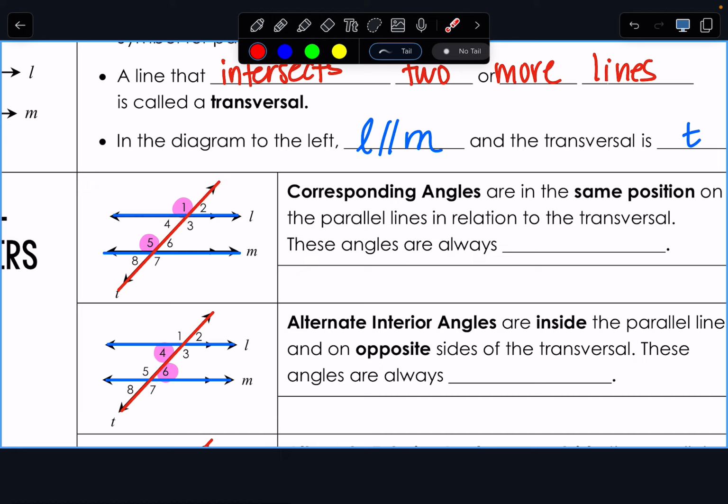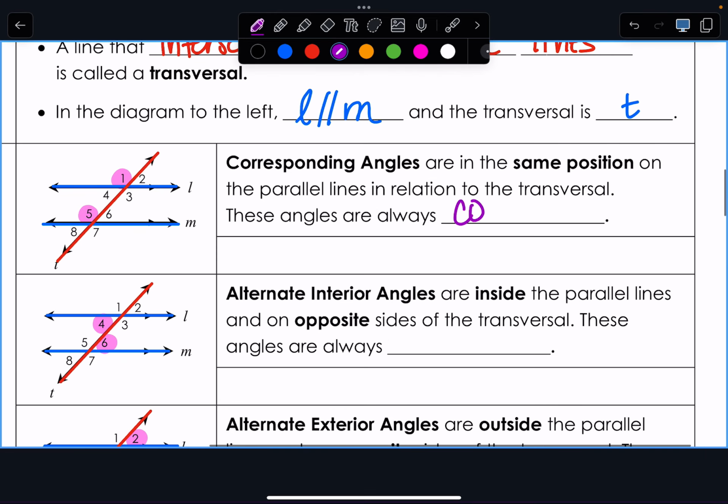Okay. Corresponding. Okay. Once you have angle 1 traced, could you please slide that down over angle 5? Are they the same? When you trace angle 1 and you slide it down to angle 5, are they the same? Yeah. Okay. So I want you to write that corresponding angles are always congruent.